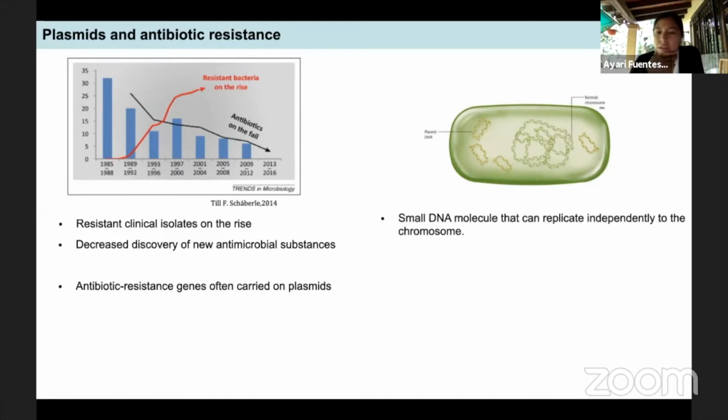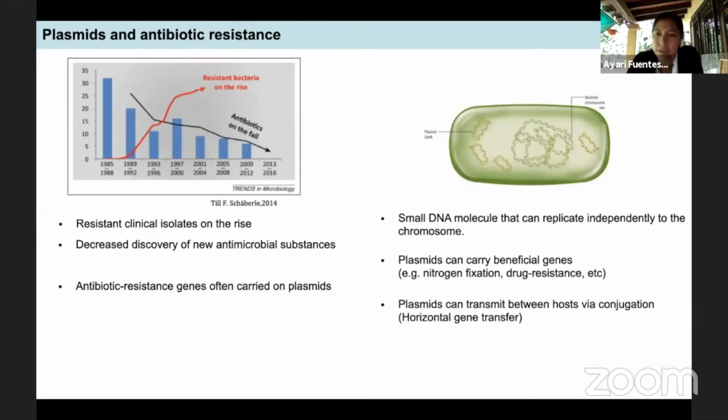So a plasmid is a small DNA molecule that can replicate, and sometimes they can integrate into the chromosome. They can carry beneficial genes for the host, like nitrogen fixation, and the case that we are interested in is drug resistance genes. And they can also transmit between hosts, even in different species. And that is why plasmids are really successful at transmitting antibiotic resistance genes via horizontal gene transfer.